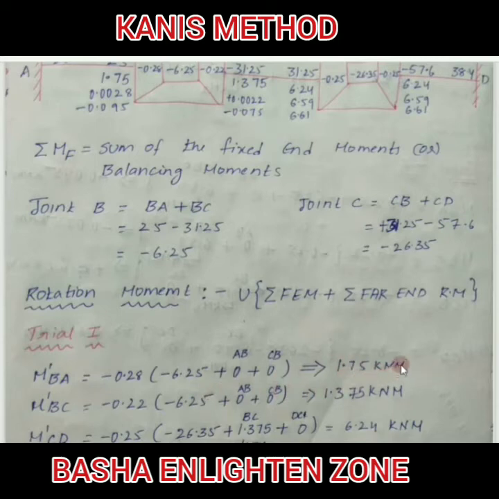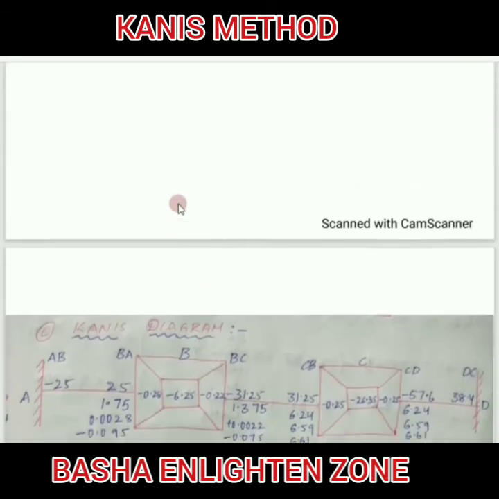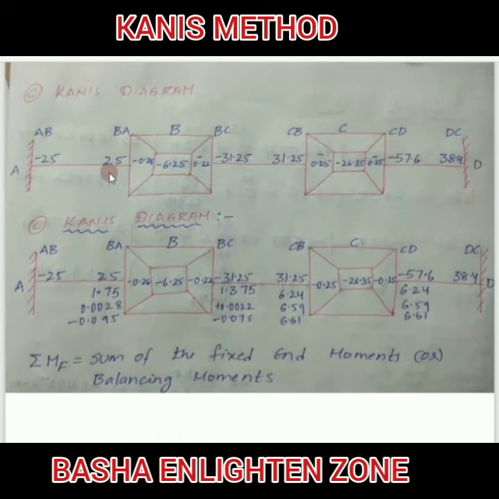So after calculating the first rotation moment, then immediately you have to write down here 1.75. So see here in the first step, I already completed this one. We have to write down 1.75 kilonewton meter here. Then go for the MBC.